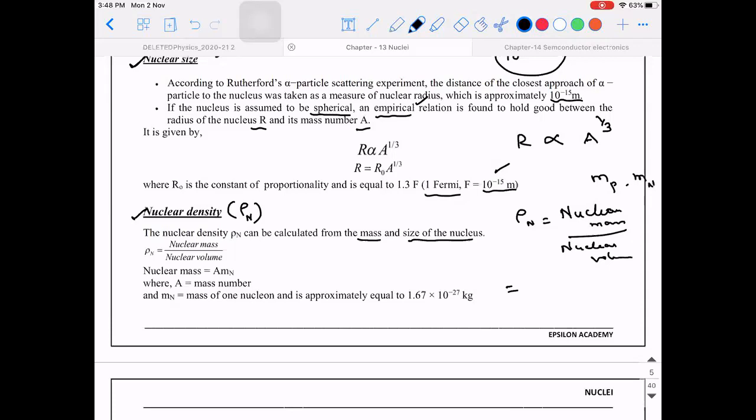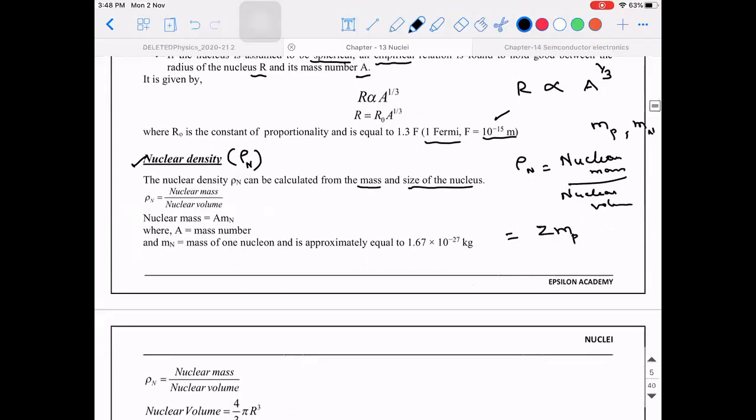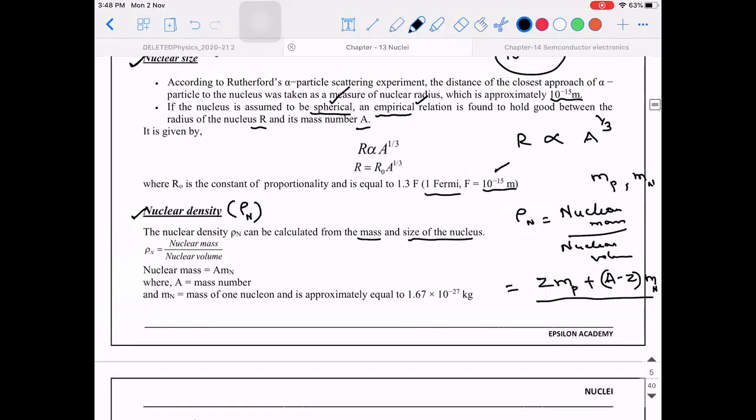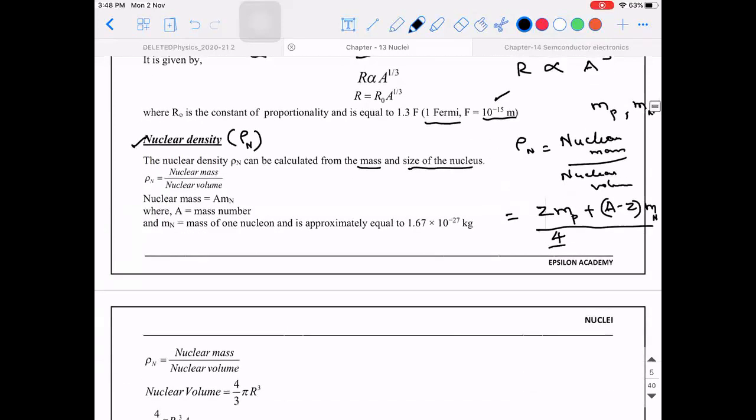Then how many neutrons are there and how many protons are there? So can I write it as z times the mass of each proton, because you have z number of protons, and how many neutrons are there? Can I write it as a minus z into the mass of the neutron, the whole divided by the nuclear volume. When I speak about its volume, I need to know its shape. Its shape is assumed to be spherical. So for a sphere, what is the volume? It is 4 by 3 pi r cube.